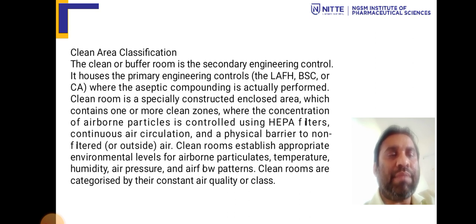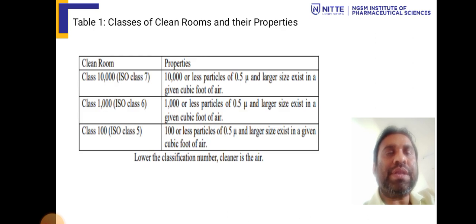Clean rooms establish appropriate environmental levels for airborne particulates, temperature, humidity, air pressure, and airflow patterns. So, clean rooms are categorized by their constant air quality or the classes of air. Now, what is the classification of clean rooms and their properties? We will see. We have classified the clean rooms according to ISO and we have given them a class name, class 10,000 or ISO class 7.